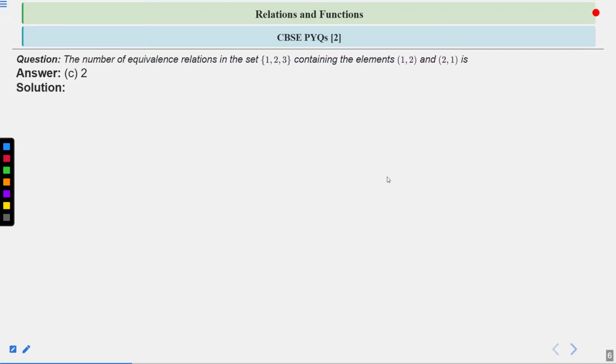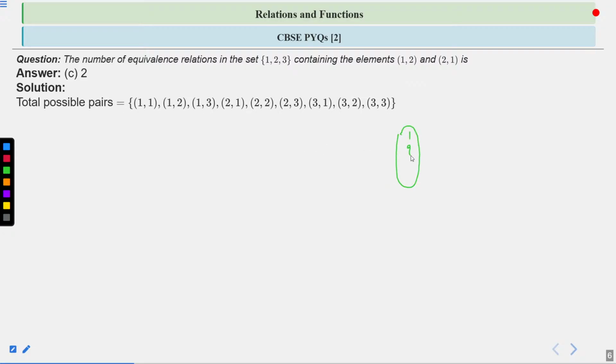The solution is: total possible pairs. Suppose we have the set {1, 2, 3}. We have to define a relation from this set to itself. So how many pairs can we see? 1 can be related to 1, 2 and 3: (1, 1), (1, 2), (1, 3). 2 can be related with (2, 1), (2, 2) and (2, 3). 3 can be related with (3, 1), (3, 2) and (3, 3). So these many ordered pairs can be defined.